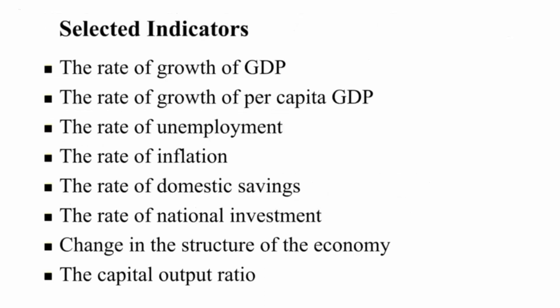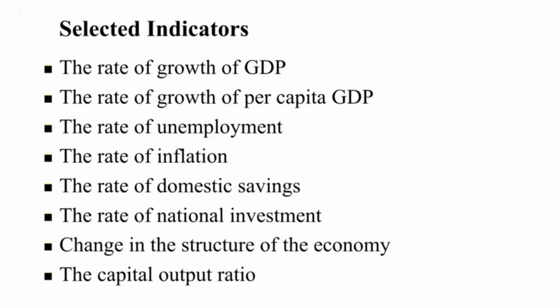Then what are the selected indicators? Normally, when you learn about economics, there are so many indicators, but there are some important main indicators. One, we call it the rate of growth of GDP. I explained it, gross domestic product. Okay, that means within our country. One is rate of growth of GDP. That means the whole GDP. Then rate of growth of per capita GDP.